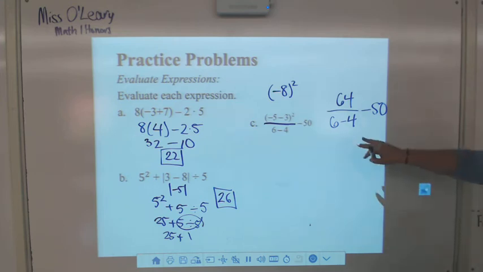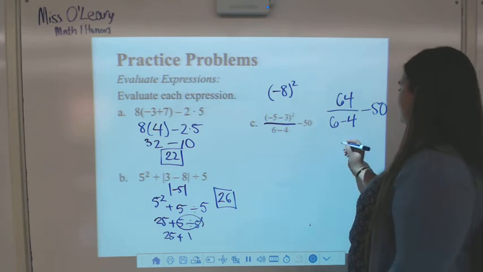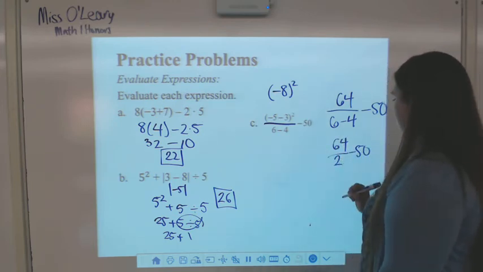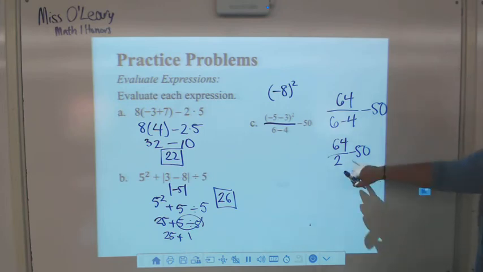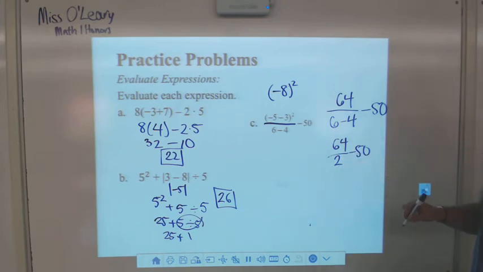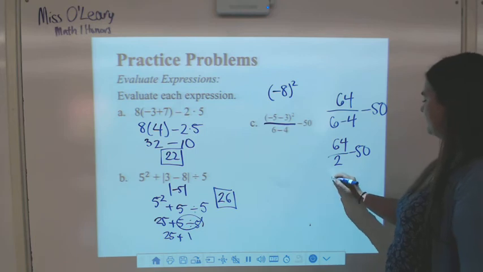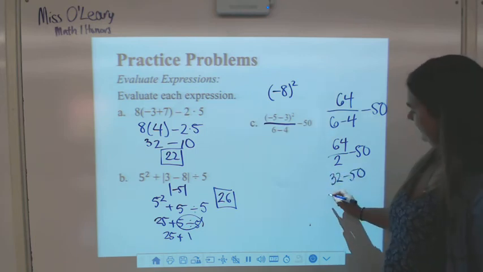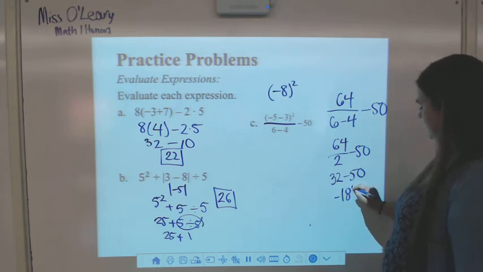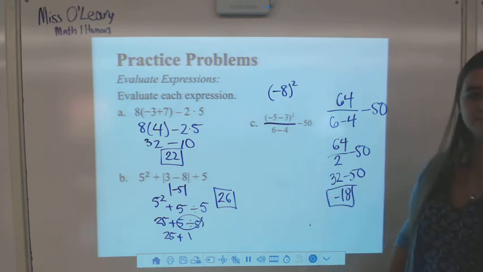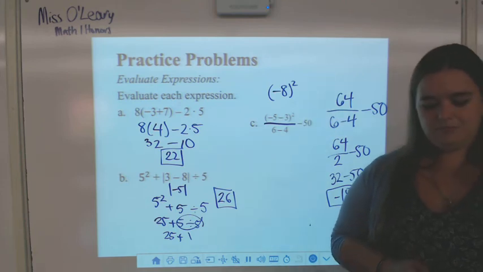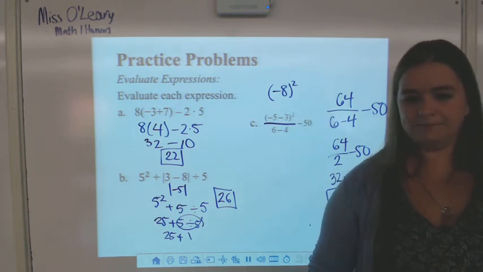My next step, I want to deal with the other grouping symbol. I've got 6 minus 4, so I get 64 over 2 minus 50. Last 2 operations, I see division and I see subtraction. So I'll do my division first, and I get 32. Take away 50. My final answer is -18. Order of operations should be pretty familiar at this point, but it's easy to get lost.